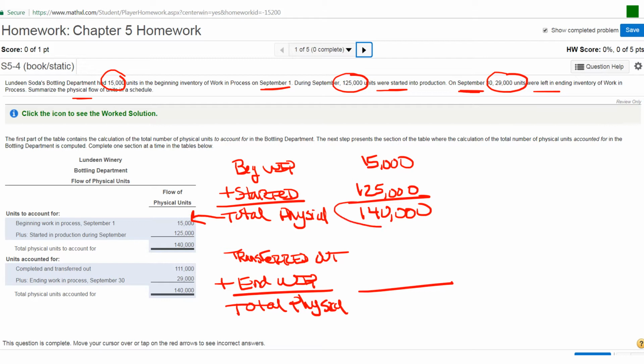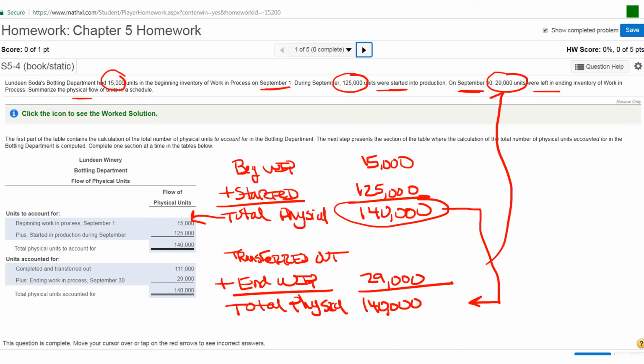So if we know this equation and we know that our total physical units have to be 140, what I always tell my lecture students is I just go ahead and plug that number down here. I'm going to say I know my total physical is 140,000. I go back into the problem. They told you that the ending work in process was 29,000 units. They told you that right there. So essentially, to figure out the transferred out units, think of that as what I call a plug number. Just take the difference. Take 140,000, subtract out the 29,000, and that's going to give you 111,000 units, and that's the second part to the problem.